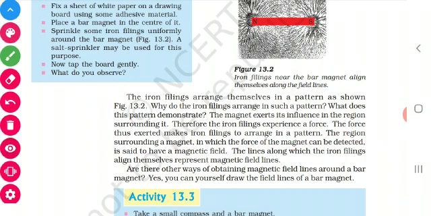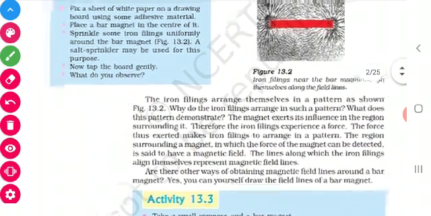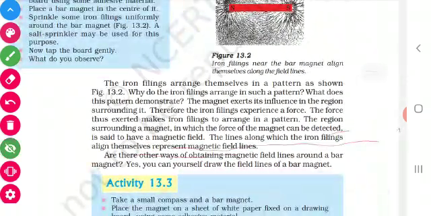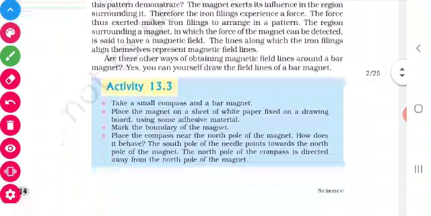Now, what are magnetic field lines? The lines along which the iron filings align themselves are called magnetic field lines. In this magnetic field, some lines are getting aligned, isn't it? Such a line is called a magnetic field line.